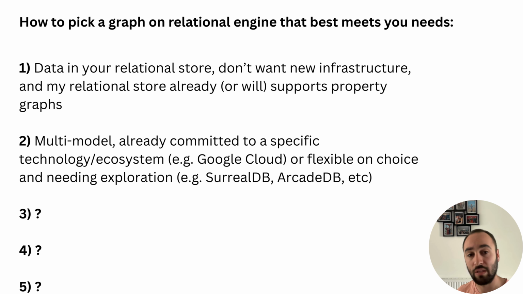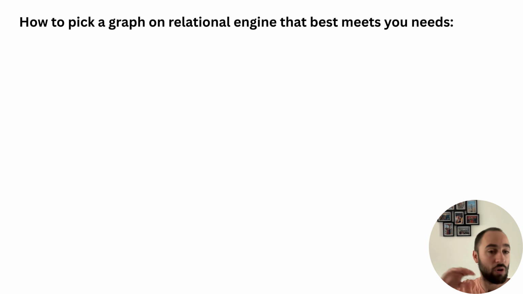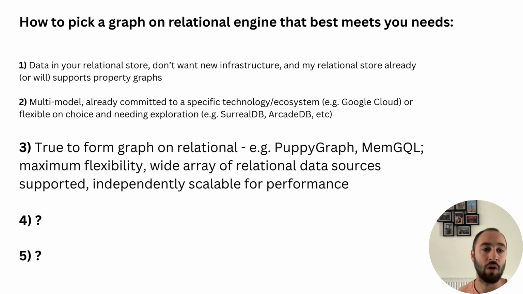And the third one, I think, is say you want the graph performance, but you don't want to copy the data. So you're not really wanting that native graph database, but you do want something. And this is where my true-to-form, as I've described it, graph-on-relational version fits best. And so you want to look, in this case, at things like PuppyGraph or MemGQL. It's a graph engine that really owns the plan, and it doesn't leave things simply to a SQL optimizer.